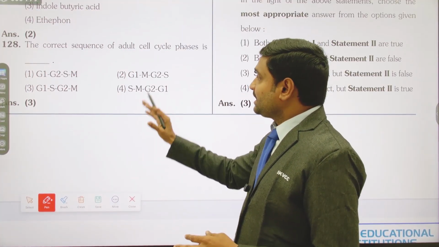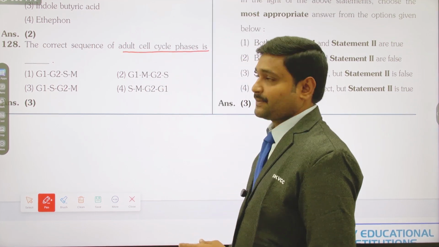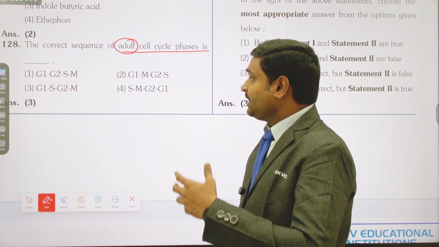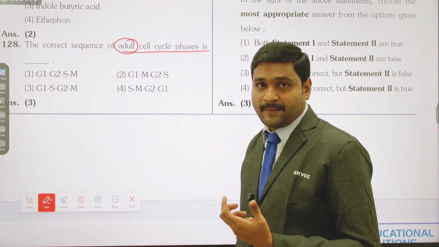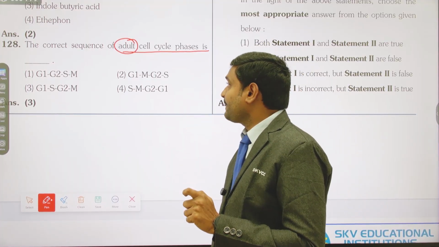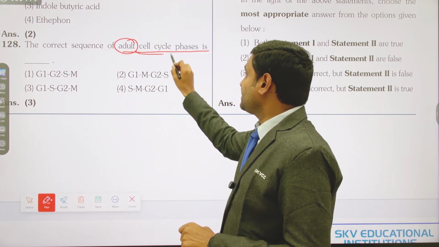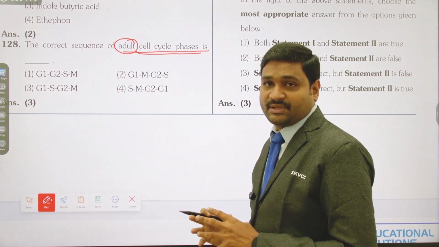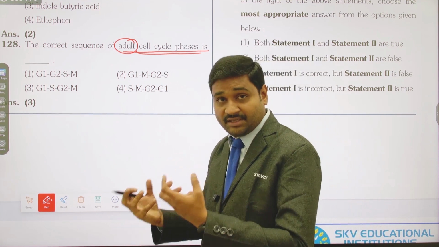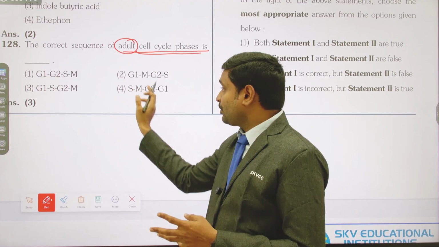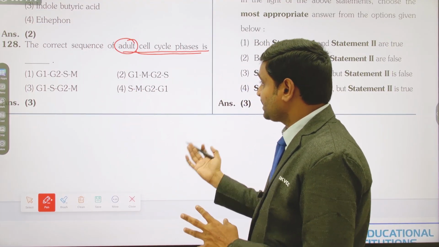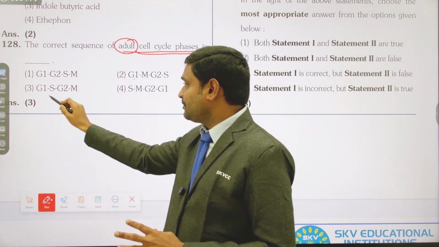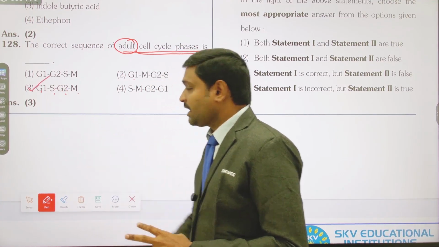Number 128. The correct sequence of adult cell cycle phases. There is a little bit of confusion if you see this word adult. Generally, adult cells will undergo the G0 phase, absolutely. Adult animals, this line is given in NCERT. So to confuse you, they gave that adult cell cycle phases. But if you see in the options, there is nowhere G0 mentioned. If the G0 phase were given, then there would be an option. But in the 4 options, G0 is not mentioned, so directly we can go to the option. Here there are G1, S, G2 and M phases. So G1, S, G2 and M phase, this is the correct option.